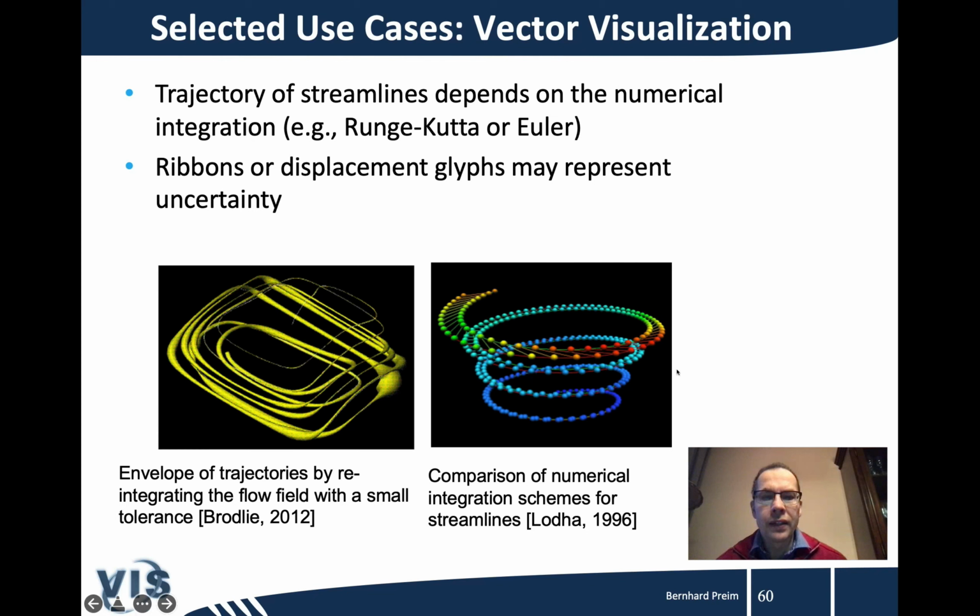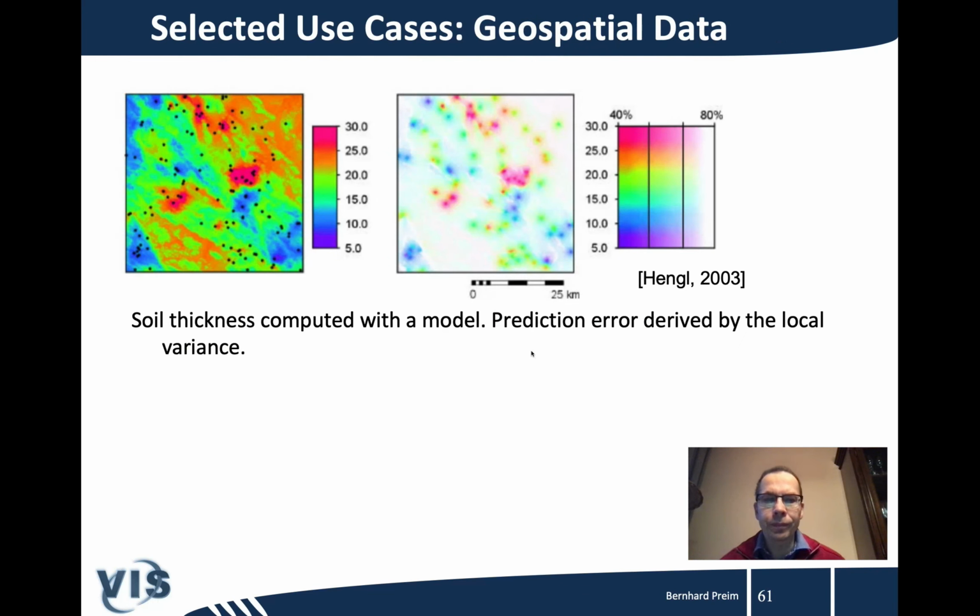Here is another visualization that compares the two variants, Runge-Kutta numerical integration and an Euler integration. Both variants are shown here. I think the integration starts here and then goes all the way up, and the differences between the two become larger over time. That is nicely visualized here with this glyph-like visualization.